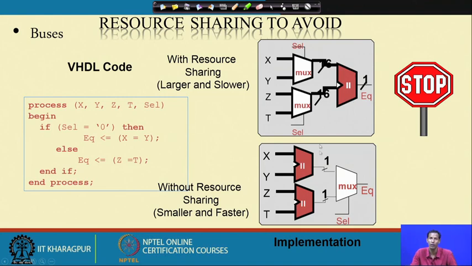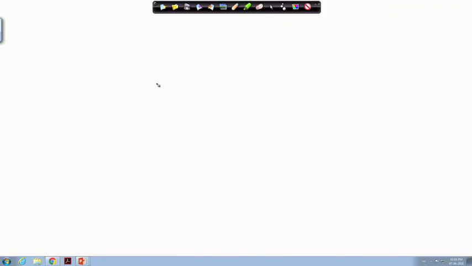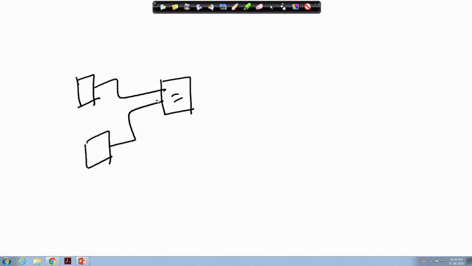Now, if I want to share the resource, that means if I use only one comparator block, what will happen? I have to choose at what time the operation will be different, right. So here I am having only one comparator block. Okay. If I draw the same circuit, I am having only one comparison block, right.